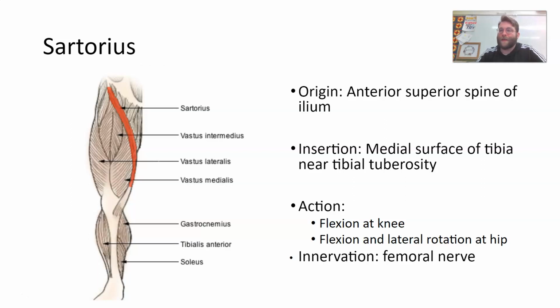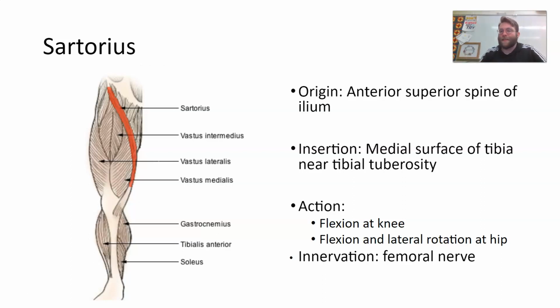All right, so the first muscle that we have here is your sartorius. The sartorius is one of the longest muscles in the human body, and it runs basically all the way across the front of your leg to the inside. So it starts on the outside and goes all the way across to the inside. This muscle originates on the anterior superior spine of the ilium, and it's going to insert onto the medial surface of the tibia. So it's going to rotate all the way around the leg.